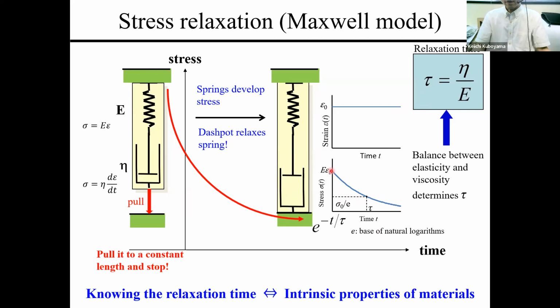And the time when the stress becomes 1 over e, where e is the base of natural logarithms, is called the relaxation time. The balance between elasticity and viscosity determines this relaxation time. Knowing the relaxation time is the same as knowing the intrinsic properties of materials. So this relaxation time is a very important property of the polymer.